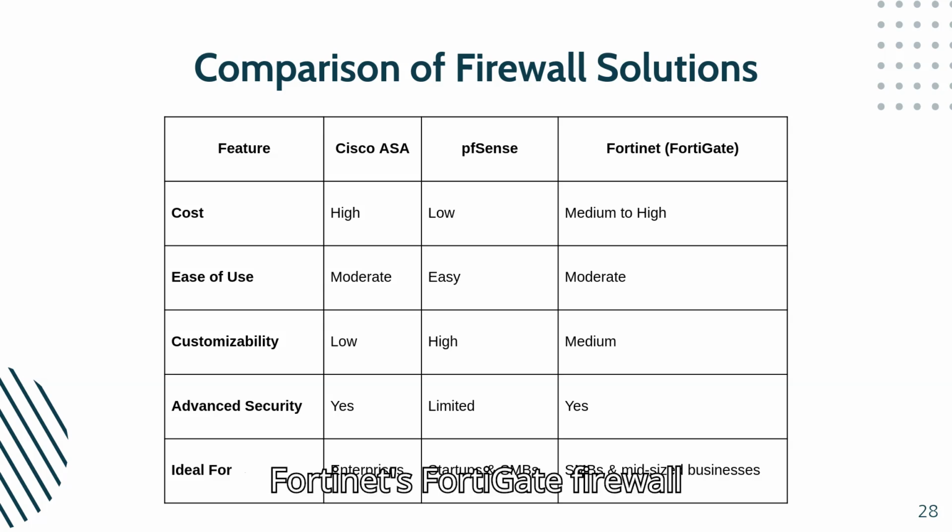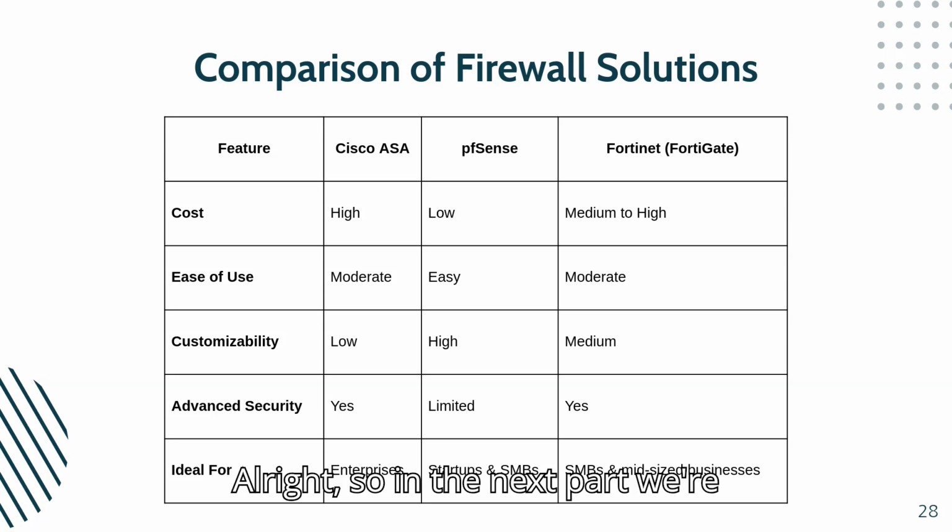Fortinet's FortiGate firewall sits in the middle with medium to high cost and moderate ease of use and customization. It provides advanced security features similar to Cisco ASA, making it a suitable choice for small to medium-sized businesses that require robust security capabilities. The choice among these three options will depend on specific requirements, budget, and technical expertise of the organization, as well as the desired level of security.